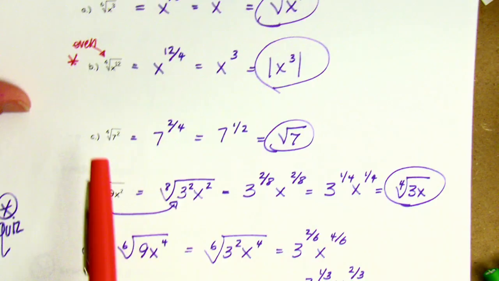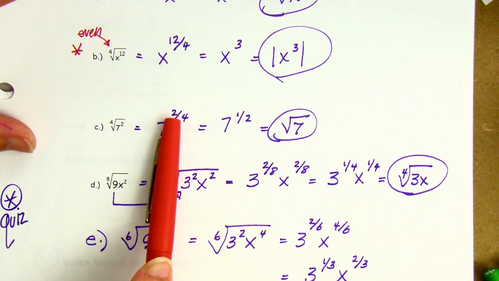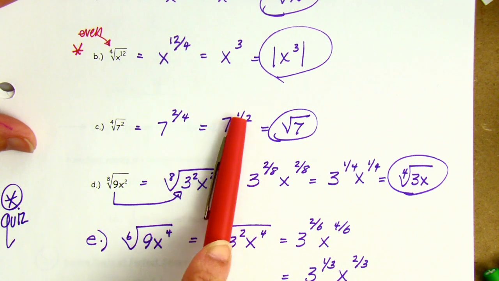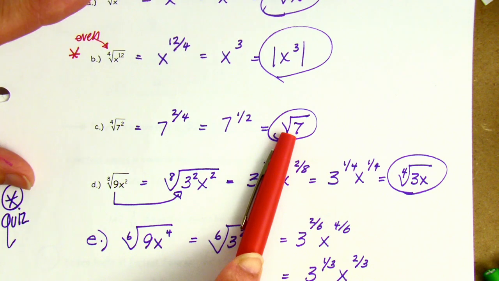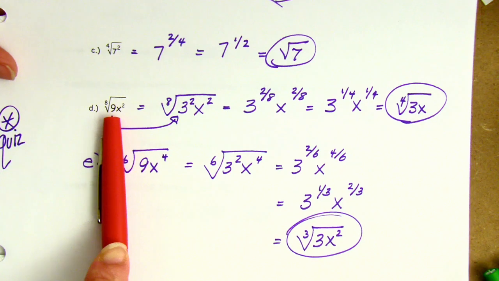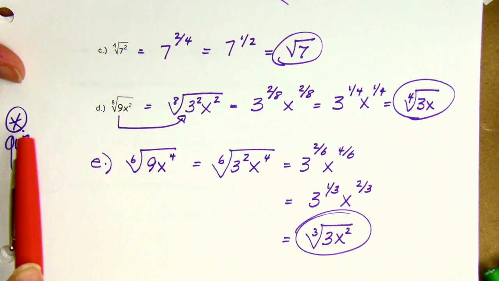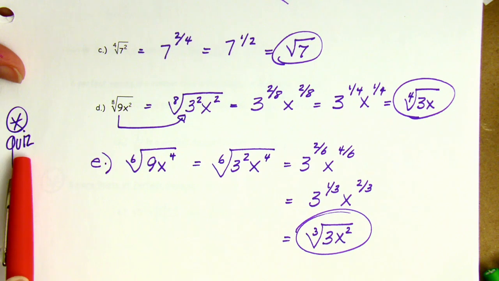The fourth root of 7 squared, again, convert power over root, simplify the fraction. 7 to the 1/2 power is equivalent to the square root of 7. This one here can be a little tricky, and you will probably have a quiz question. I have this little star here with the word quiz. I'm sure you're going to have a quiz question.